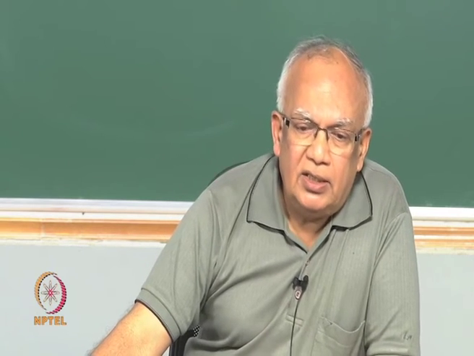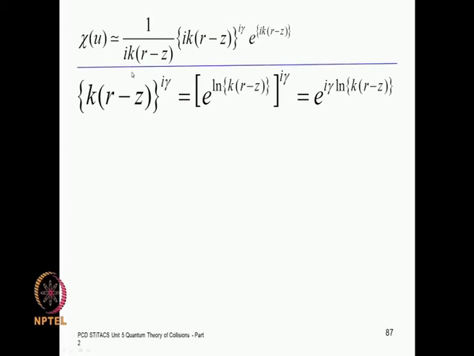Okay, so this is your solution for chi. Let us manipulate this similar to how we had done earlier. So this k r minus z I write as e to the power logarithm of this term, and this whole thing to the power I gamma. So now it becomes e to the power I gamma log of k r minus z.